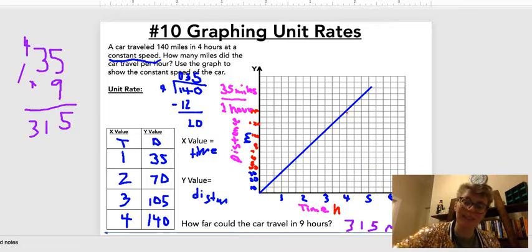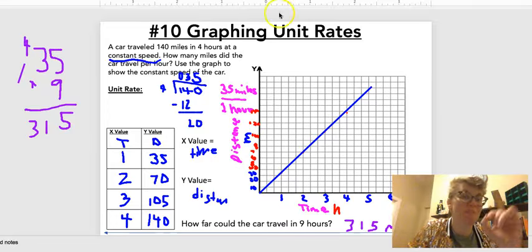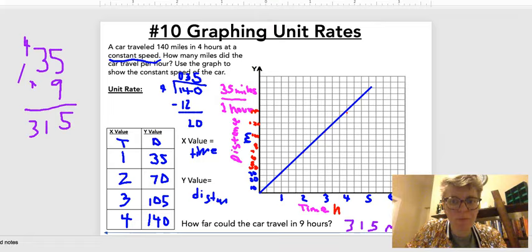Okay, so like I said, this is taking our unit rate and actually graphing it. It's really cool because we can see this perfectly straight, constant line going with our speed over time. This is something that's going to help you a ton. Some really cool math curiosity and trivia for you.